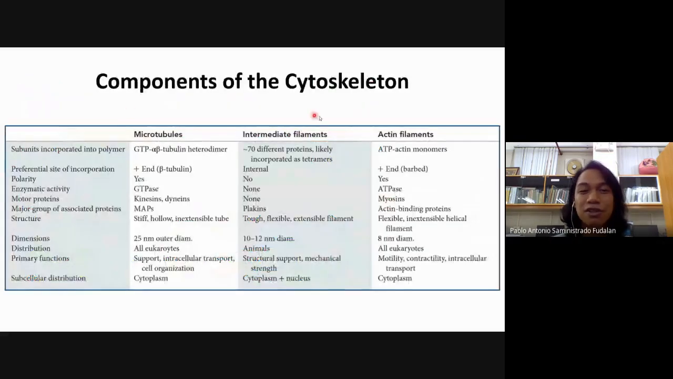All right. So the cytoskeleton is composed of three main components. There are three main components listed here, with all of their characteristics. So anyone from the group wants to highlight a similarity or difference between these components?